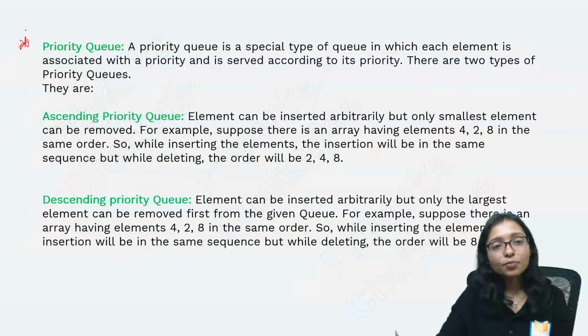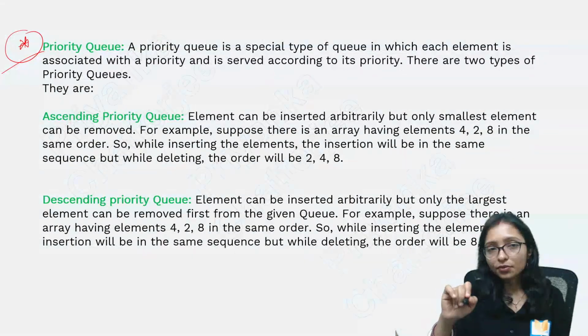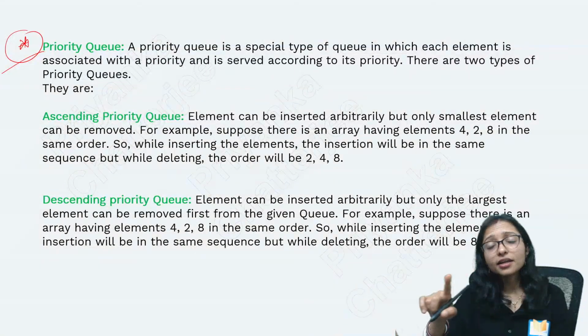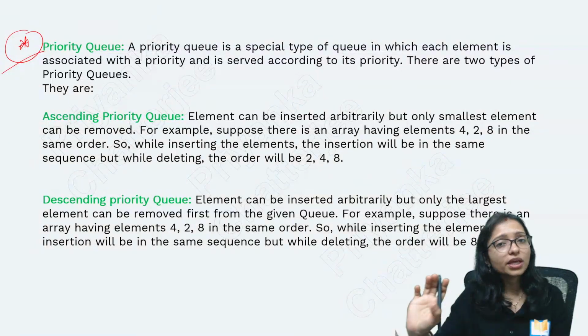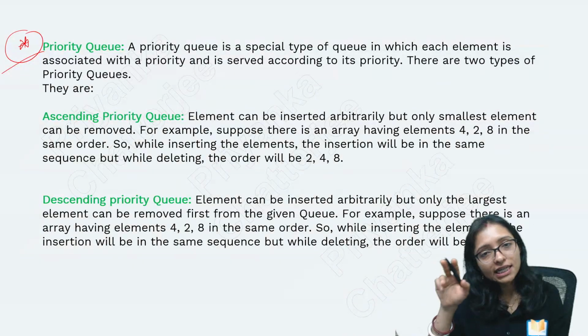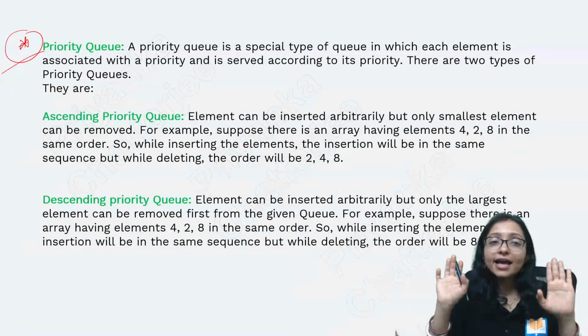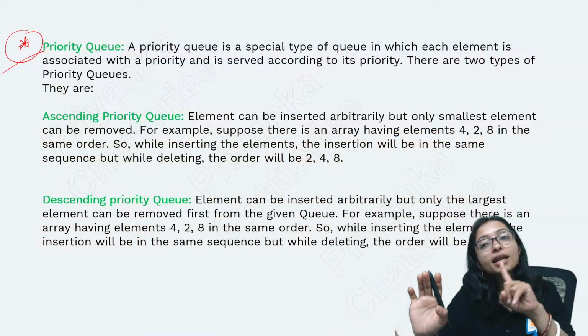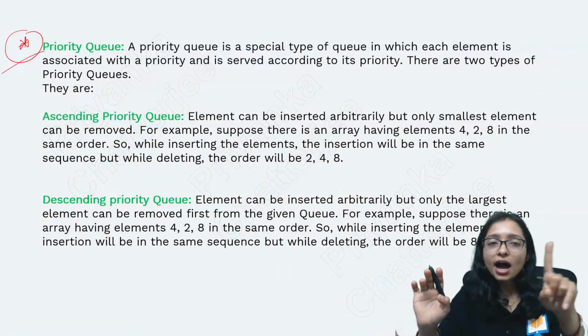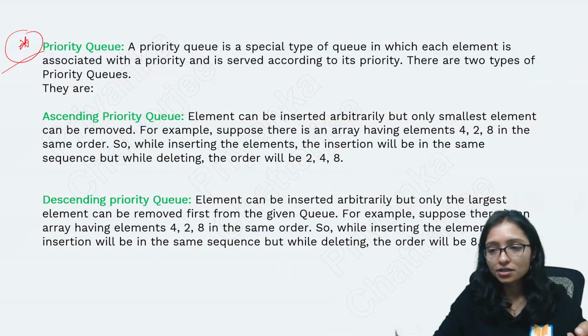Priority queue, most important, multiple times questions are coming from here. In a priority queue, at the time of enqueue there is no problem, but after enqueue it is always arranged as per the priority, and at the time of dequeue the highest priority element will be dequeued first.